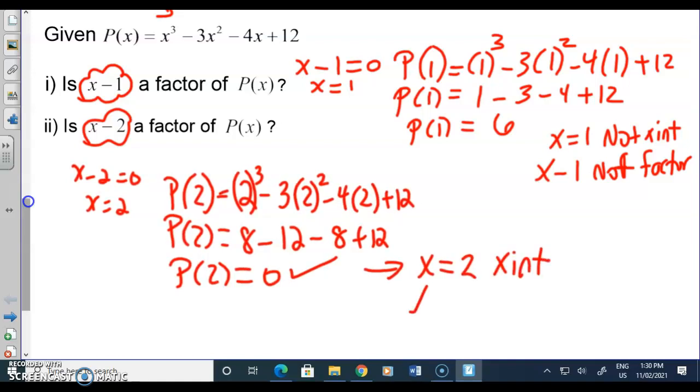And what else it tells you is that x minus 2, if you were to bring it over, is a factor. And if I know it's an x-intercept, which means it's a factor, then I'm able to graph it later on in the next section when we do have to graph.